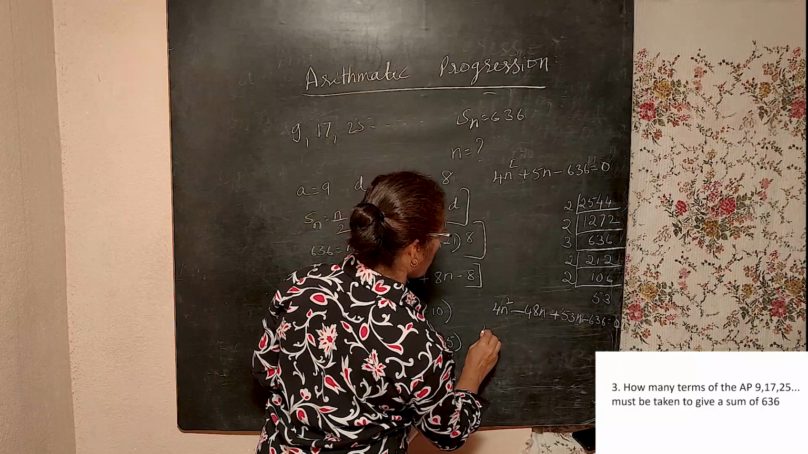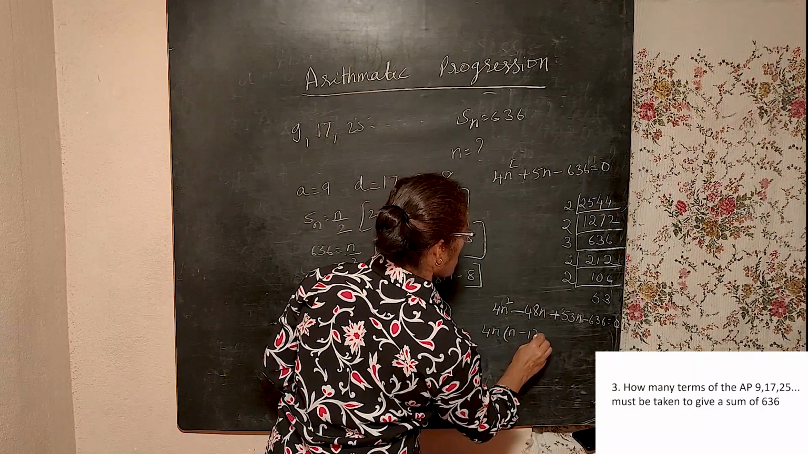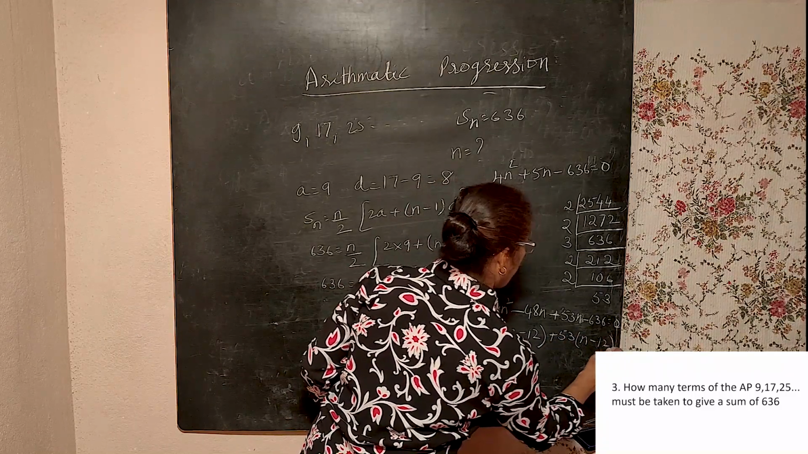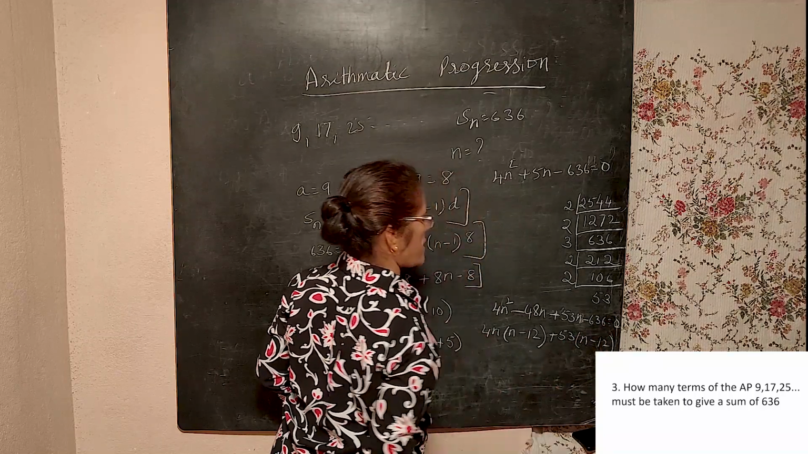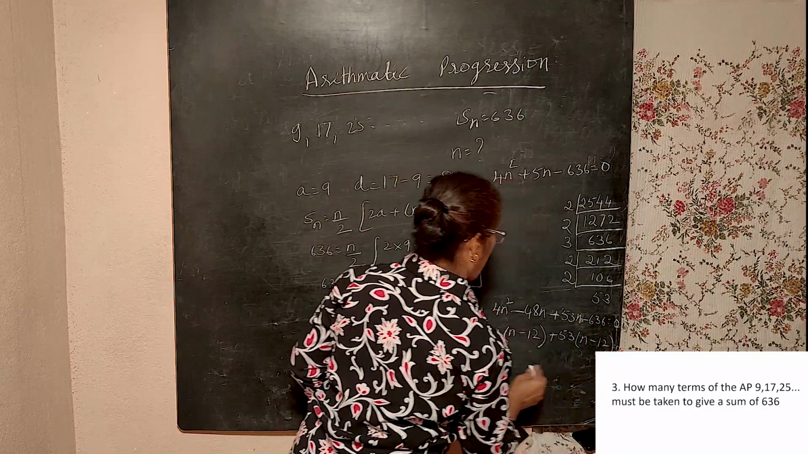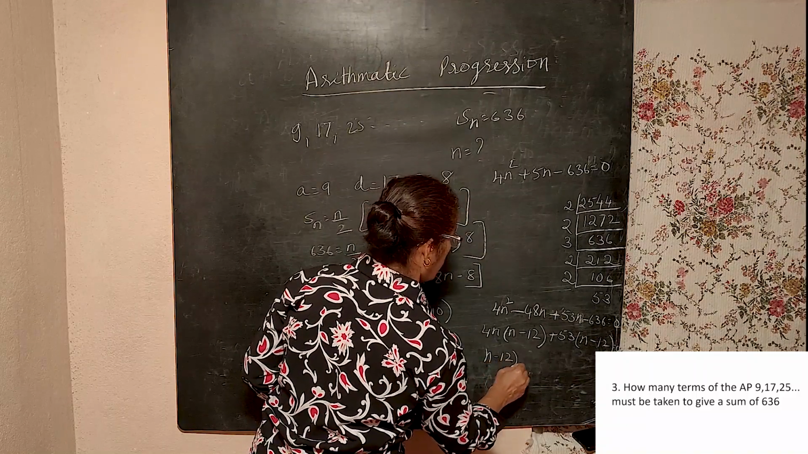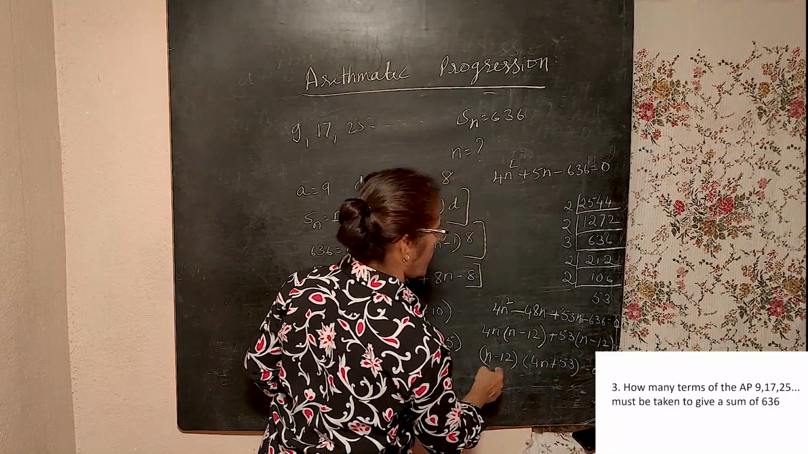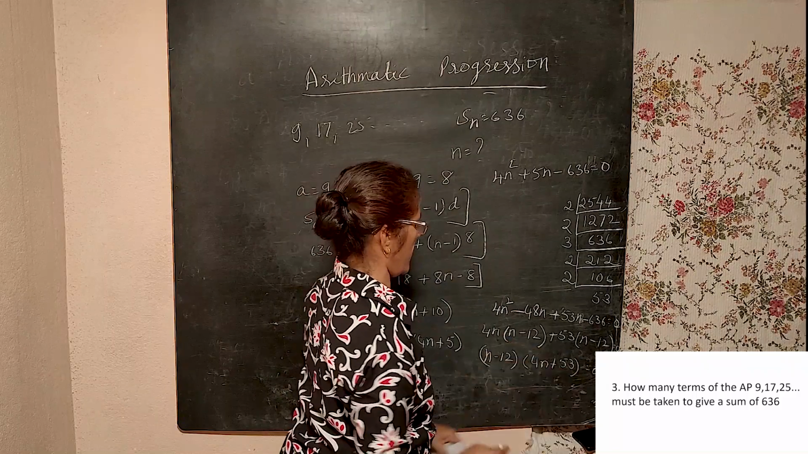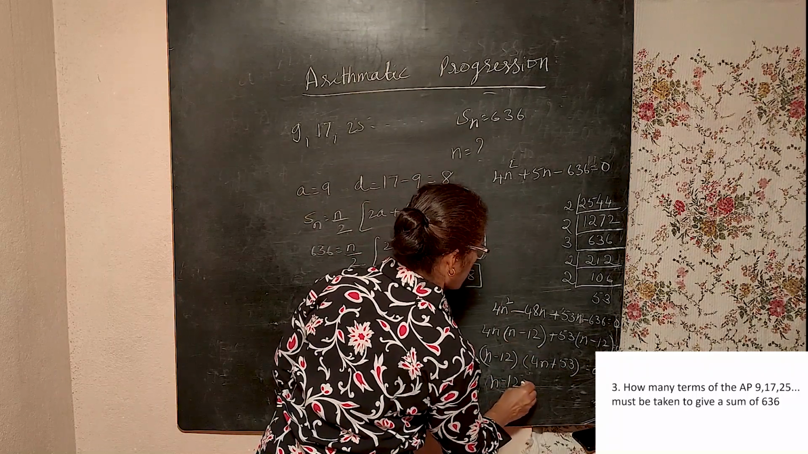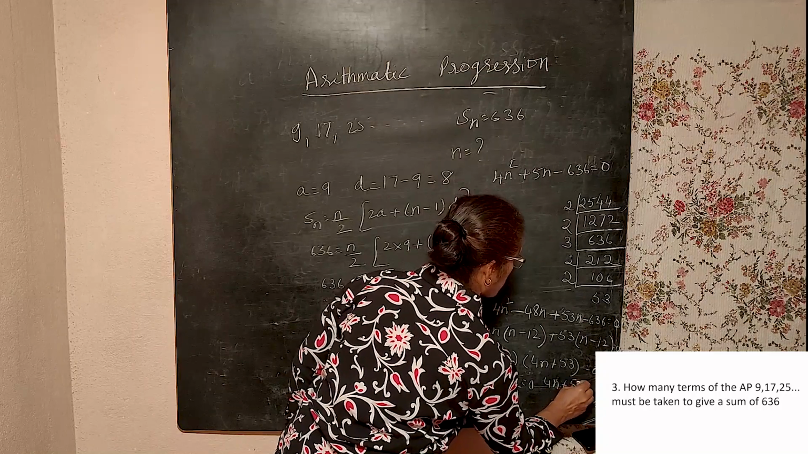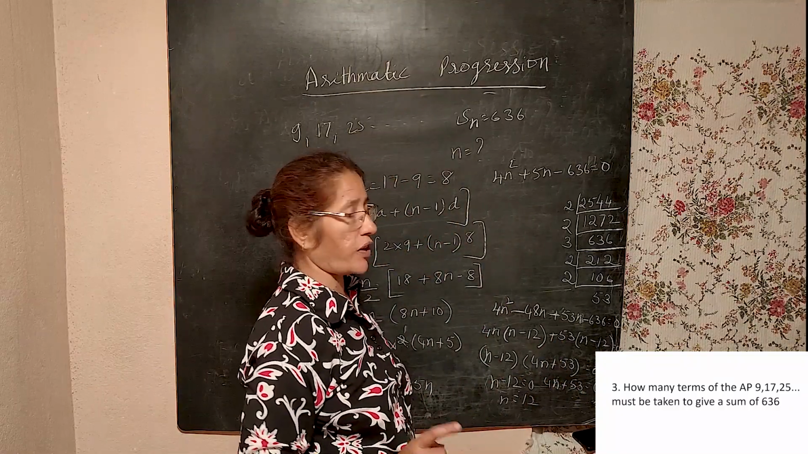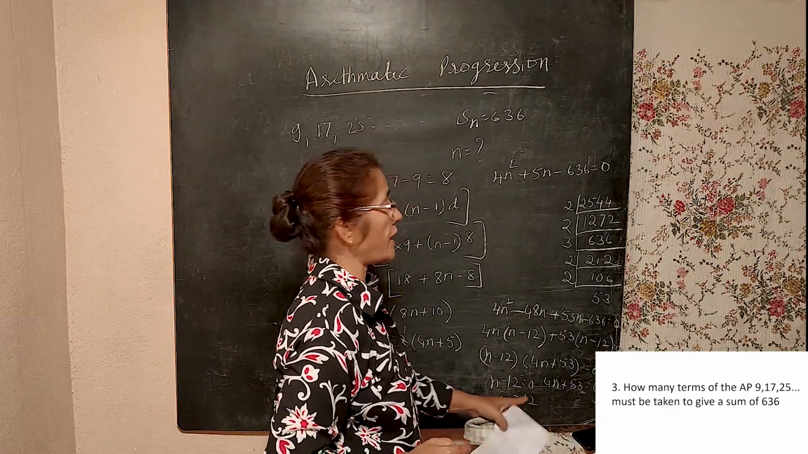In this, 4n is common, n − 12; plus 53 is common, n − 12. Is it correct? 12 3s are 36, 12 5s are 60, plus 3 is 63, equal to 0. So n − 12 is common: (n − 12)(4n + 53) = 0. When a into b is equal to 0, either a can be 0 or b can be 0. n − 12 = 0 or 4n + 53 = 0. n = 12 or n = −53/4. That is not possible. So n = 12.